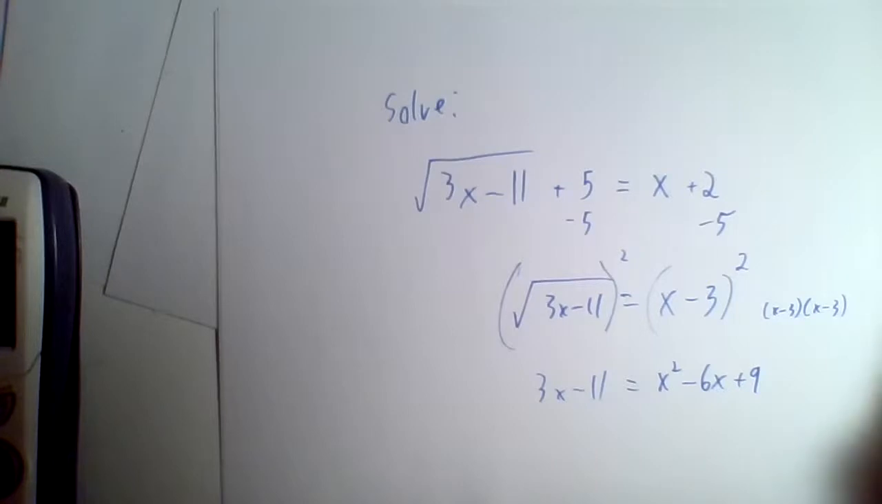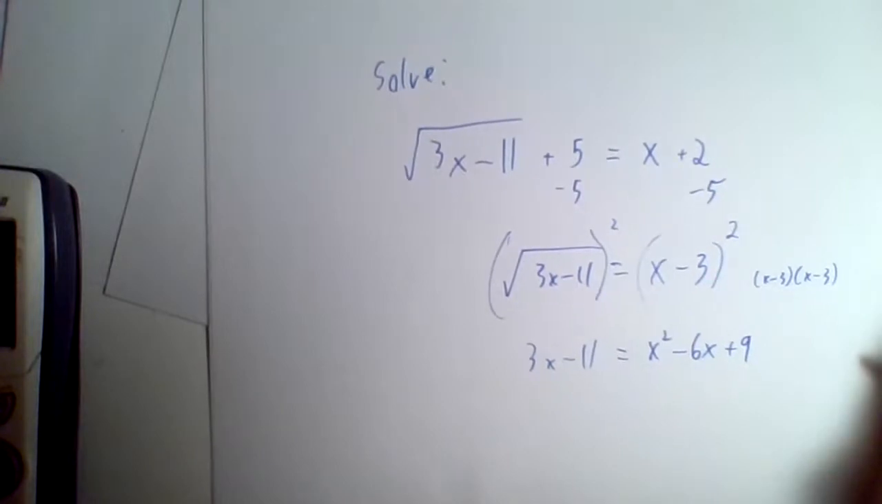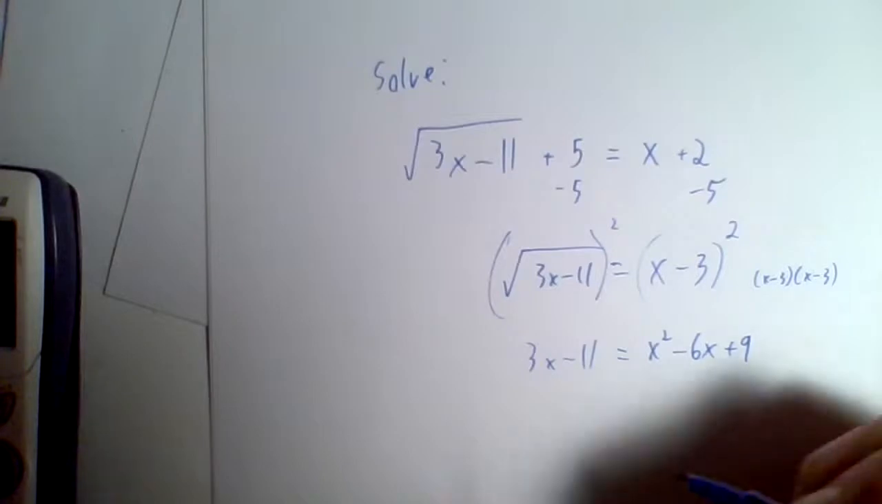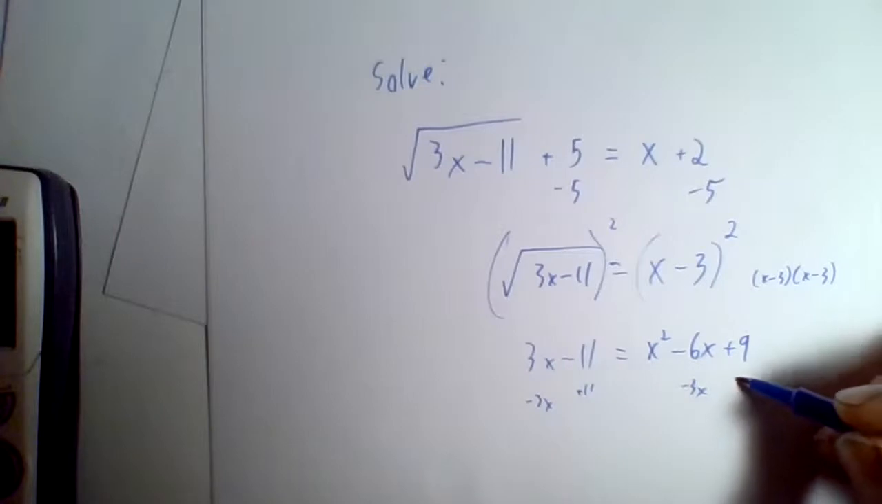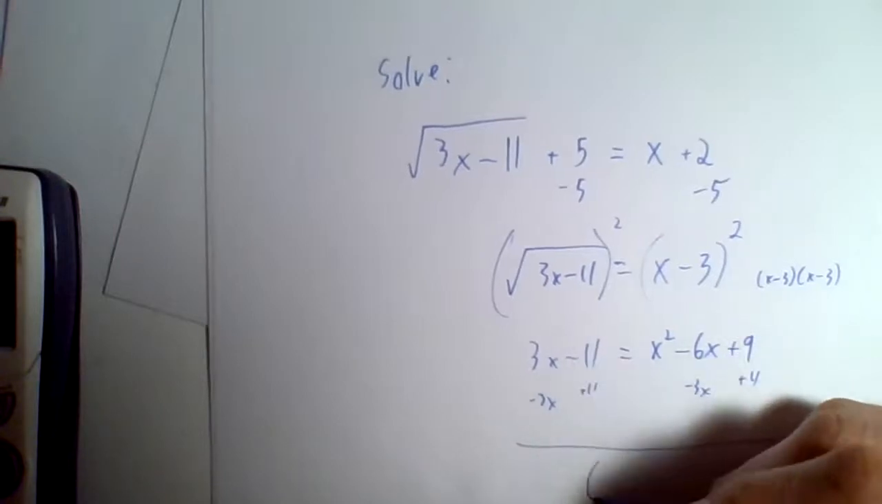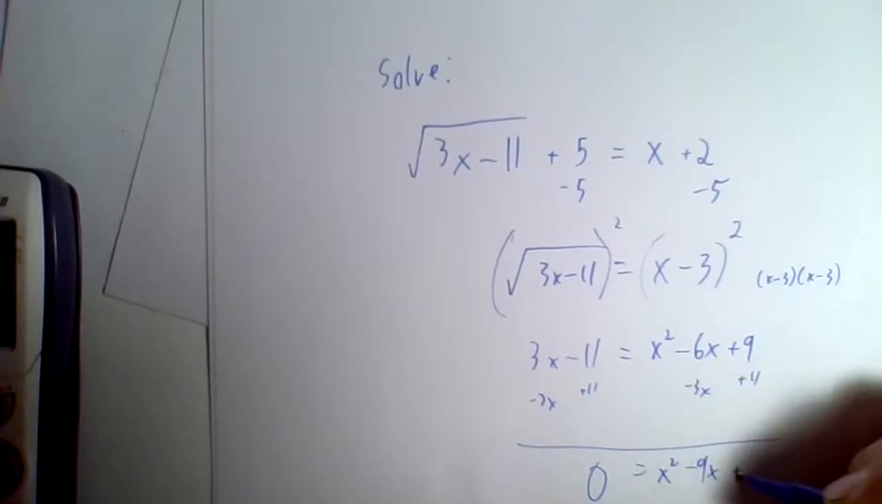So I got rid of the radical. What's the most complicated thing now? Well, I got an x squared term. Sometimes with these things, you end up with an x squared term out of that. That means you've got a quadratic. We have a couple of techniques for that, but they start with getting everything to one side, getting the 0 on one side. So I'm going to subtract 3x from both sides, and I'm going to add 11 to both sides. I'll do that all at once. To get the 0 over here, I got x squared minus 9x plus 20.